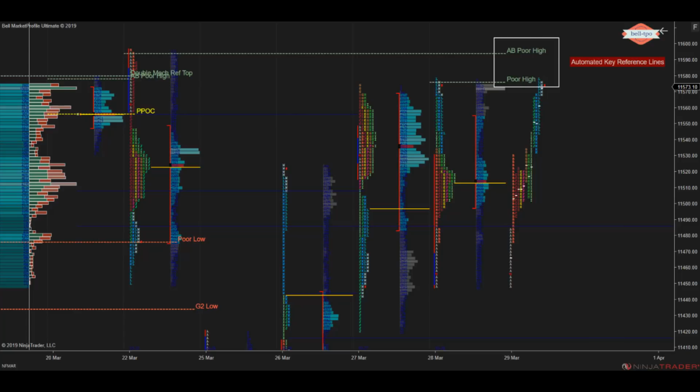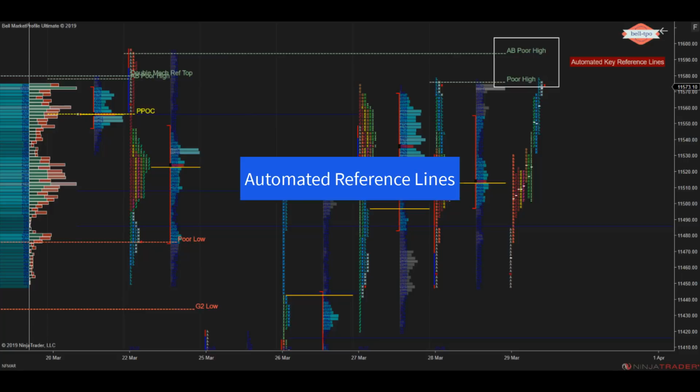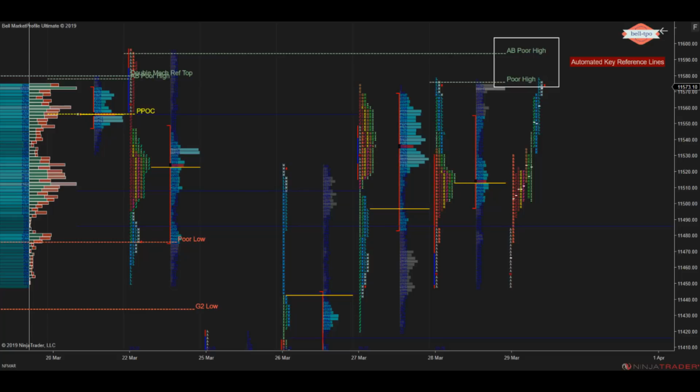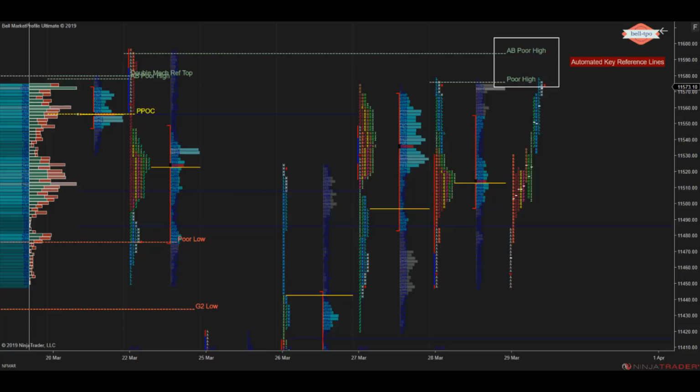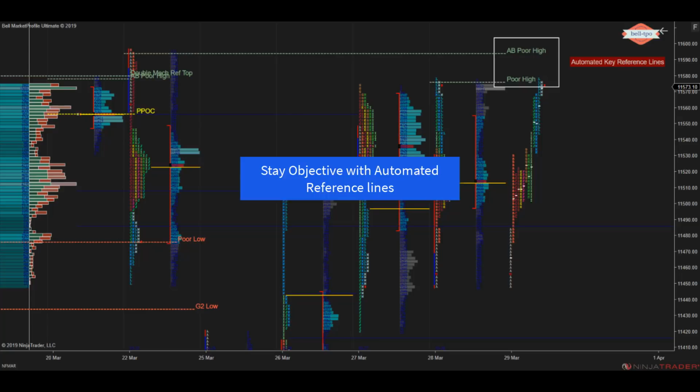One of the major features of Bell Market Profile Ultimate is the automated key reference lines. In the olden days, traders used to mark critical reference levels from market profile manually, which is a painful task, and at times it could result in a manual error, missing the most critical information and thereby resulting in taking wrong judgmental decisions. The automated reference lines in Bell Market Profile Ultimate reduce the effort in drawing those critical reference lines and thereby keep the traders focused on their trades and help the traders to take objective trading decisions.